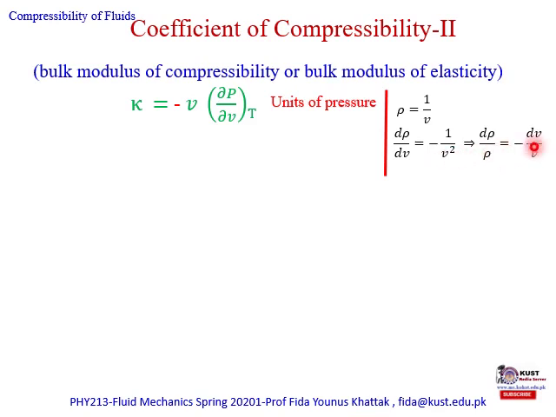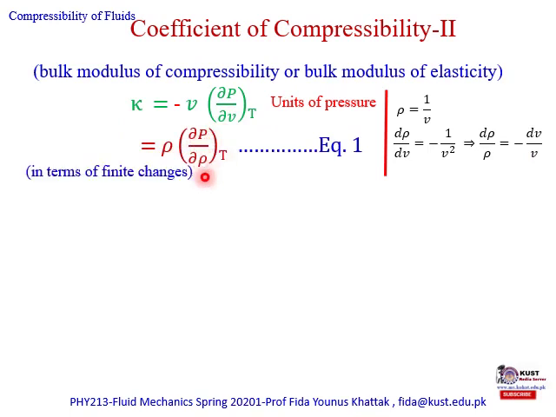If we use the d rho over rho value as equal to minus dV over V and put it into the equation over here, we can write down kappa in terms of rho. So kappa is equal to rho del P over del rho at constant T. In terms of finite changes, we can rewrite this: kappa is approximately equal to minus delta P over delta V over V, or we can write this down as delta P over delta rho over rho.